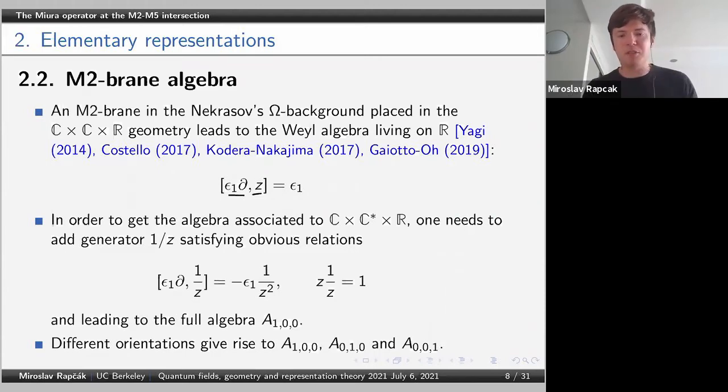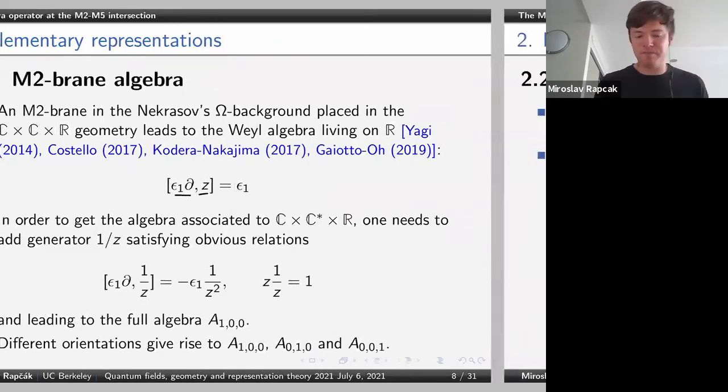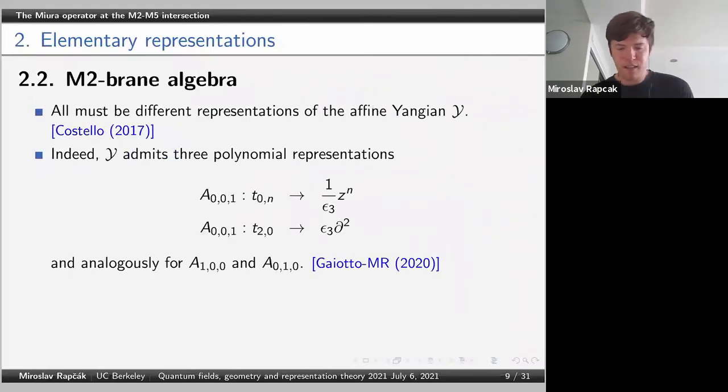And obviously, one can get an algebra associated to different orientations by simply permuting, changing epsilon 1 into epsilon 2 or epsilon 3. Okay, and again, Kevin predicted that all of those should be representations of the same affine Yangian. And indeed, it turns out that the algebra Y admits 3 different polynomial representations of this form.